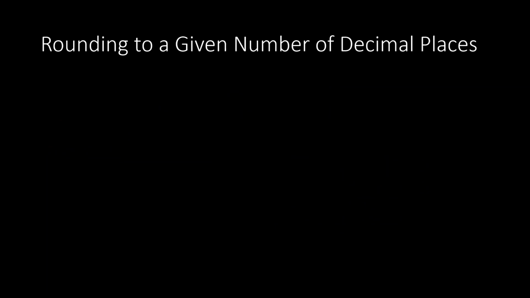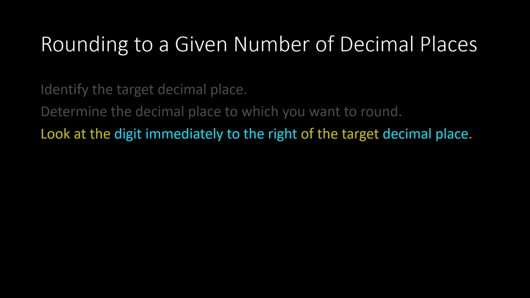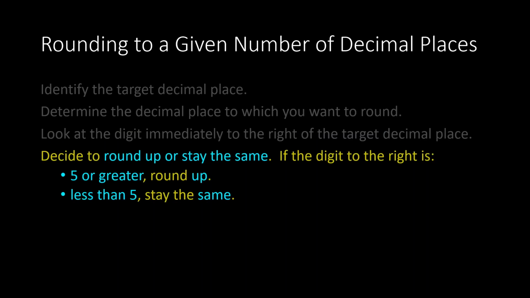We are now going to learn how to round a number to a given number of decimal places. Let's take a look at the steps first, before taking a look at examples. We first identify the target decimal place. Next, determine the decimal place to which you want to round. Then, look at the digit immediately to the right of the target decimal place. Then decide to round up or stay the same. If the digit to the right is 5 or greater, round up. If it's less than 5, then it stays the same.